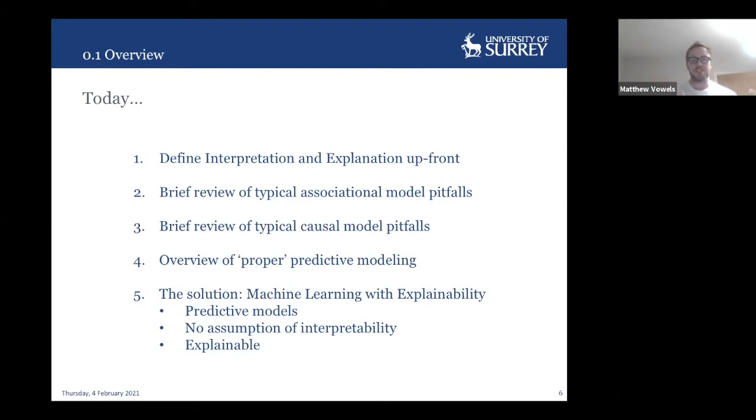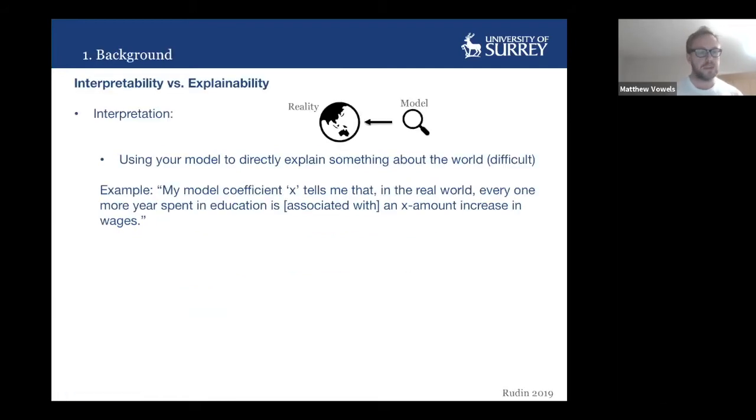So rather than using these traditional predictive models, I'm going to inject them with some steroids and see what pops up. And that brings us on to the solution that I'm going to propose, which is this combination of machine learning with explainability. And this doesn't make an assumption that we're going to interpret something about the world. It's just going to be an explanation about the machine learning model itself, and it's going to be a very powerful predictive model. So here's the distinction that I want to make between interpretation and explanation.